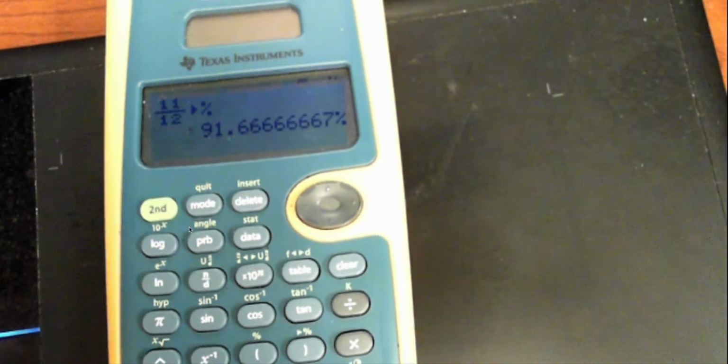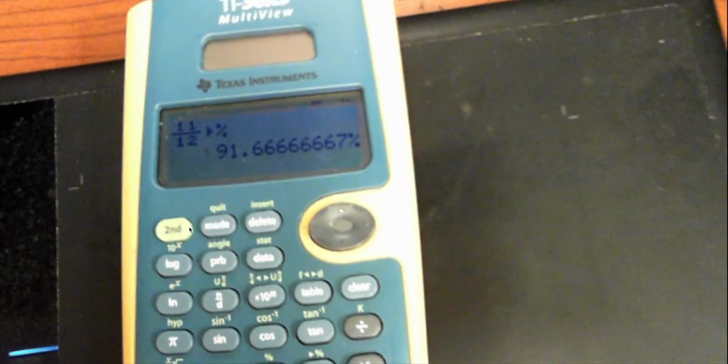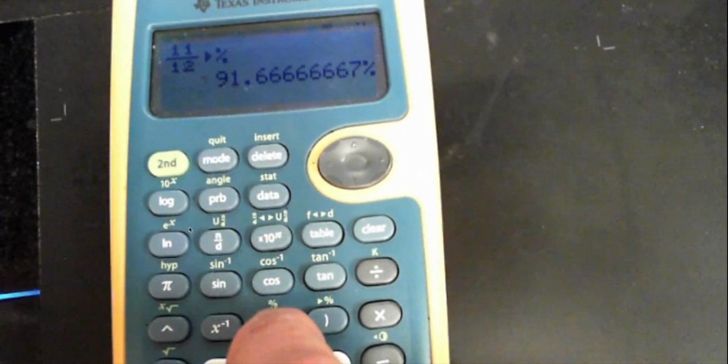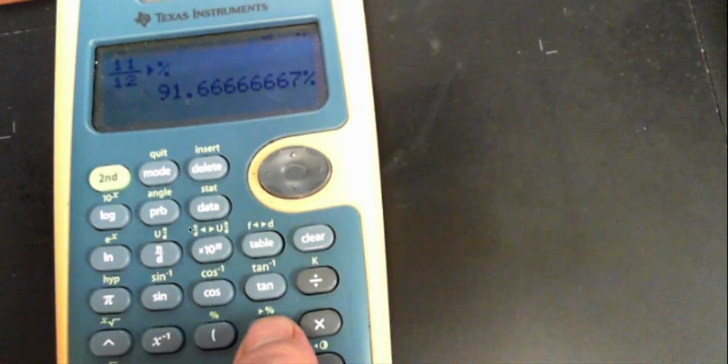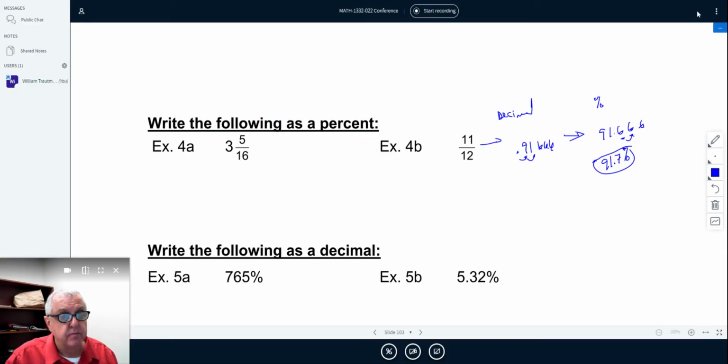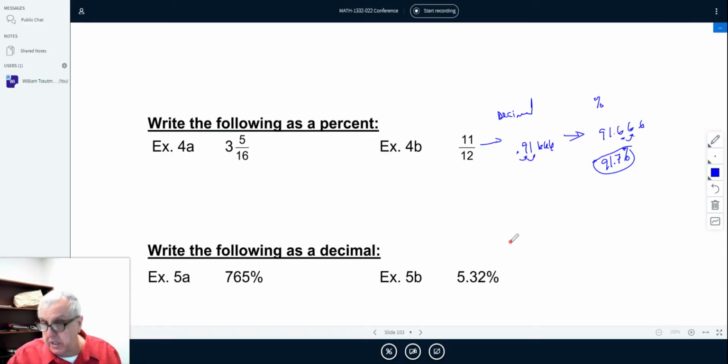And there's our percentage, 91.66666%. If you round it to one decimal place, it's 91.7%. So that's the difference. That is second percent button, but this is second changing the number to percent. The arrow means change it to percent. All righty. So the next one is page 101, number 7.